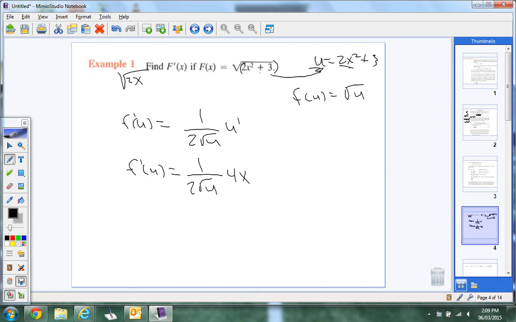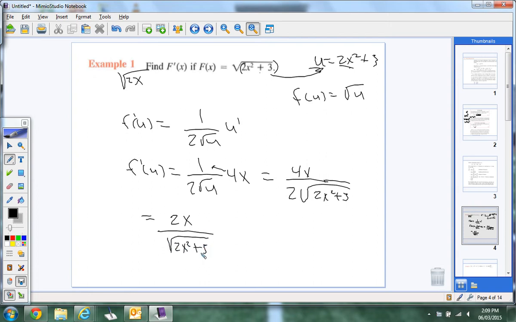So our last thing is we still need to get this u to be, now at that point we plug the 2x squared plus 3 back in. So we're going to have this. The final answer is 4x goes on top here, and it's going to be 2 over the square root of 2x squared plus 3. And then we can simplify the 4 over 2 to be 2x over. So this would be f prime.